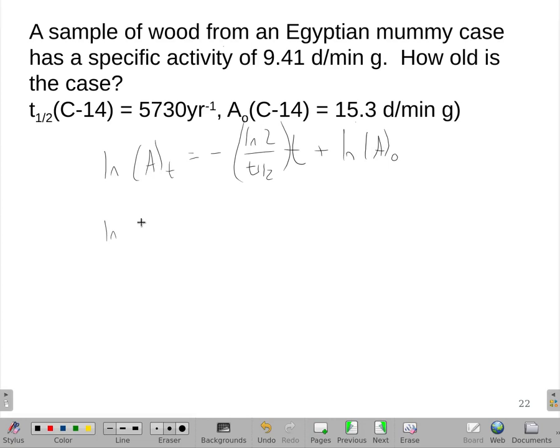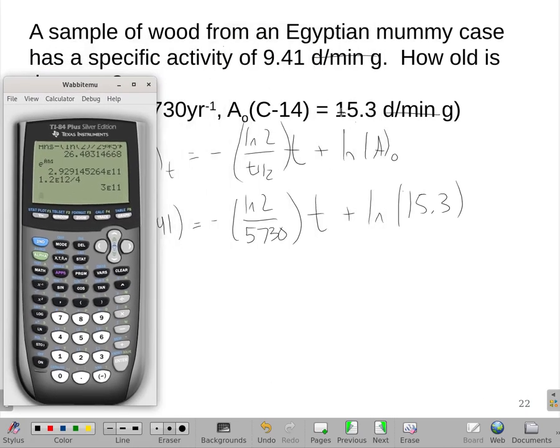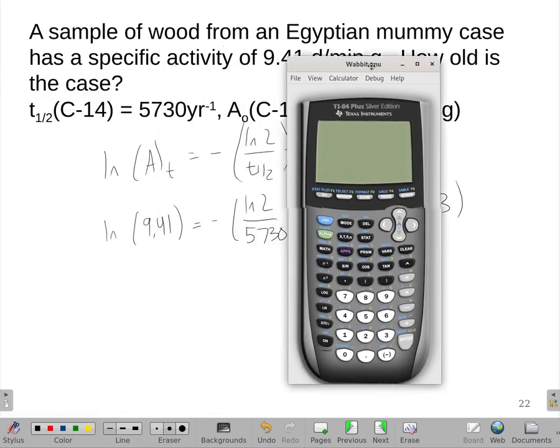So our A that we're looking at is that 9.41. I'm going to leave the units off. I just need to make sure they were the same, and they are, so we can use those interchangeably. Natural log of 2 over 5,730. We're going to solve for that T. And this is 15.3. Now, for a rough estimate, we are seeing that this is not quite half of this. So we haven't decayed it that much, but it's close enough to give us a ballpark.